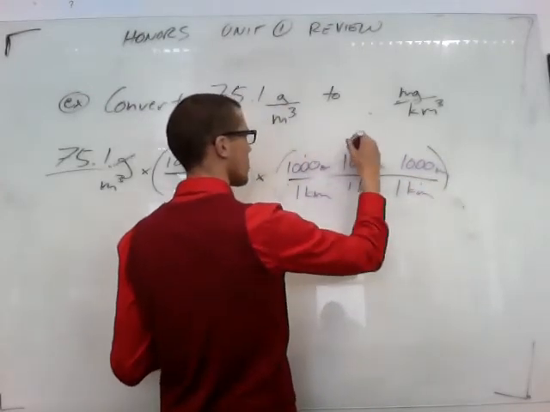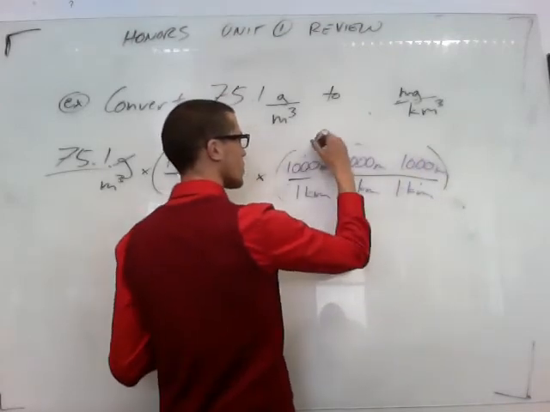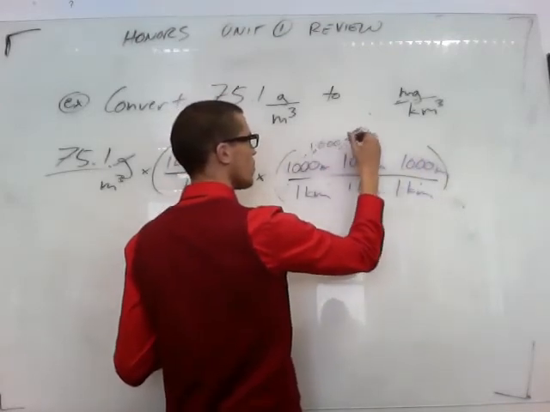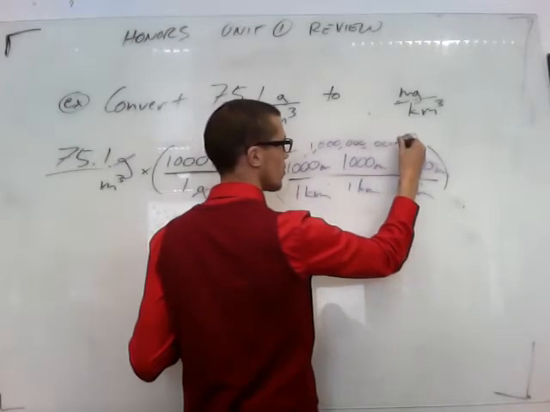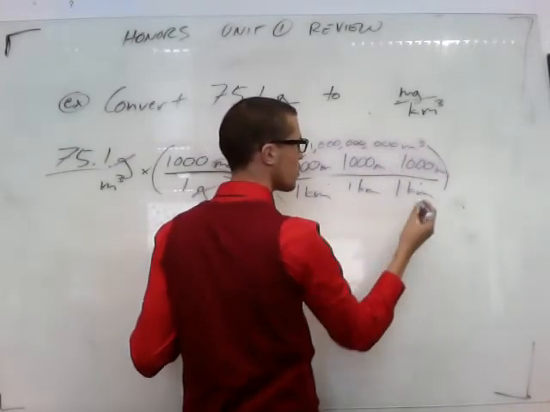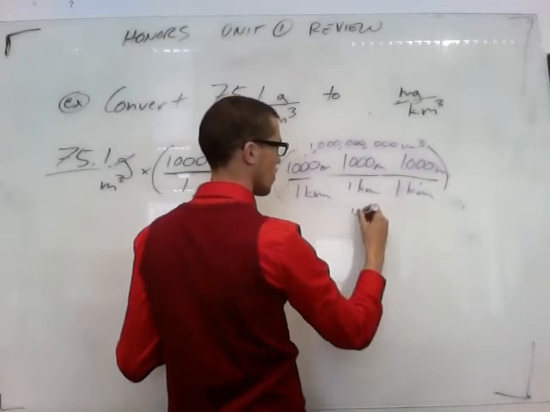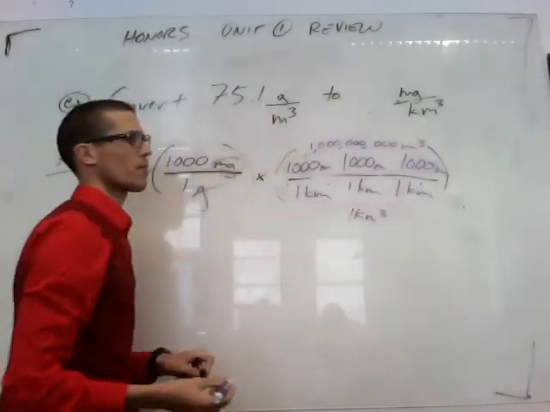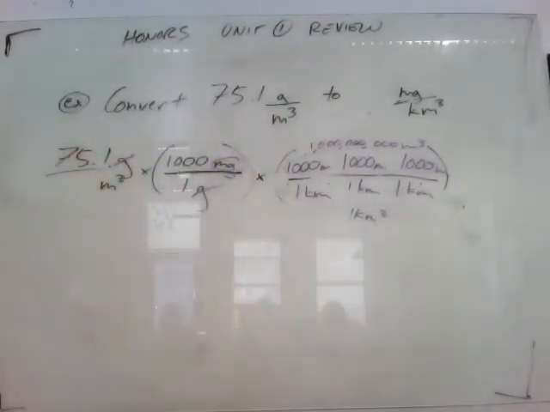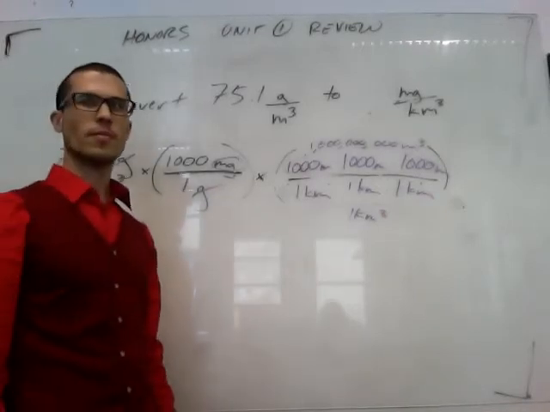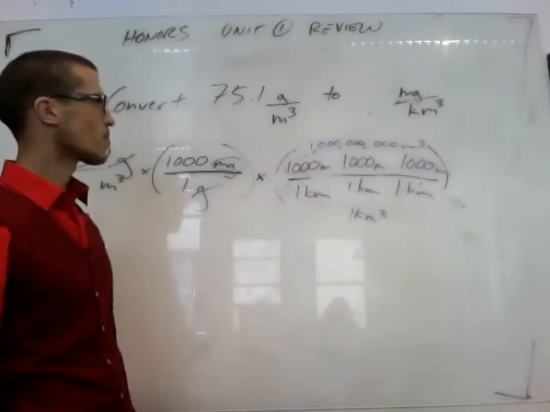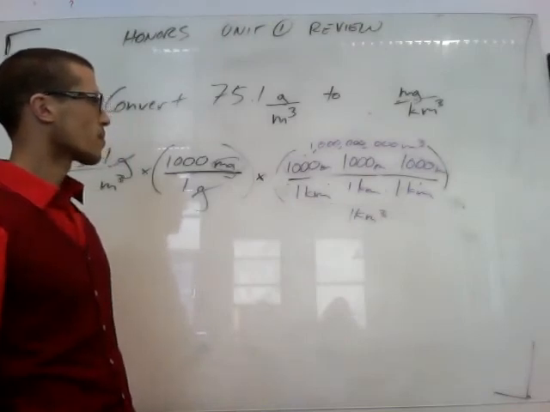Okay, so this number right here is 1,000,000,000,000,000 meters cubed for 1, and this whole thing is 1 kilometer cubed. So I'm just going to write that down right here. I have a question. How do you know what goes on the top and what goes on the bottom?